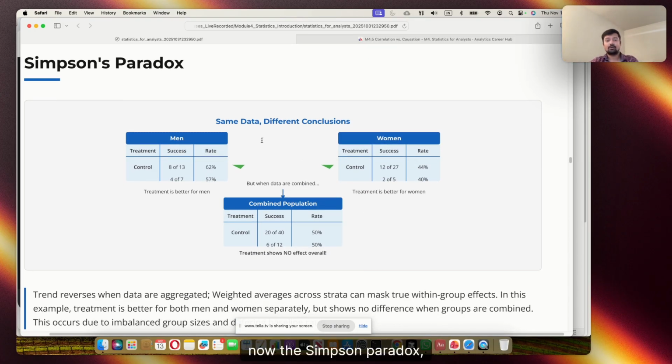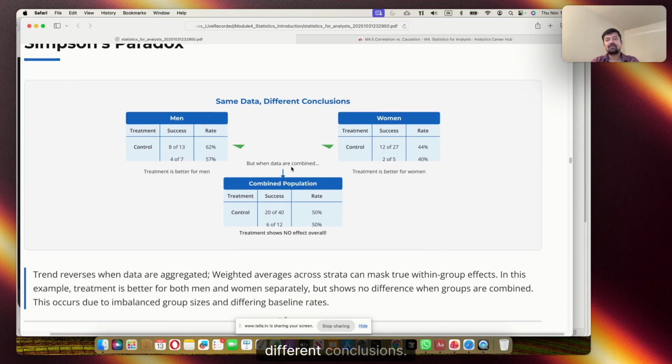Now the Simpson paradox is also very, very important to understand. Same data, different conclusions. For instance, you are getting these data sets here, with treatment, success, and rate. In control, there are 8 successes out of 13, so the rate is 62%. For treatment, the success is 4 of 7, the rate is 57%. Treatment is better for men. This is your one conclusion.